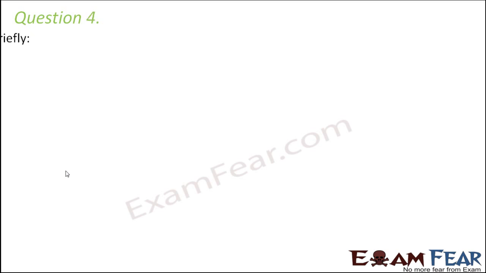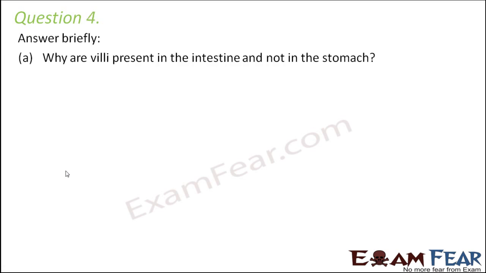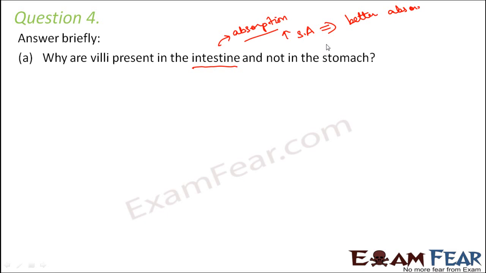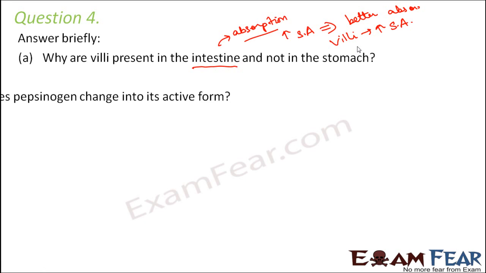Let us look at the next question. Answer briefly. Why are villi present in the intestine and not in the stomach? Quite simple, right? Because the intestine is the one which is involved in the process of absorption. And for absorption, the greater the surface area, the better the absorption. Presence of villi increases the effective surface area. So that is why the intestine has villi, but they are not there in the stomach because the stomach is not involved in the process of absorption.